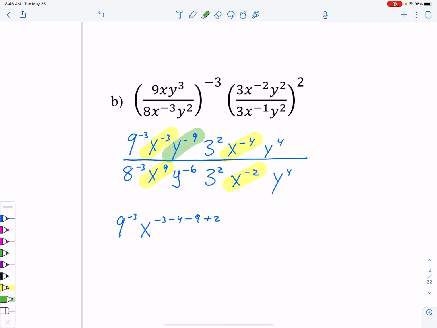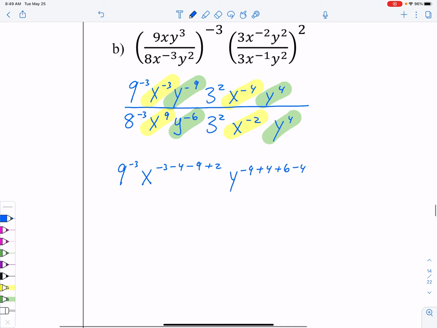Next we have y, so we're going to combine all the y's. So here we have y to the minus 9 plus 4 plus 6 minus 4. Okay, next we have this. Here we have a 3 to the 2. Here we have a 3 to the 2. One on top, one on the bottom. So these guys actually cancel out, so we can get rid of them. And then all that we have left on the bottom right now is an 8 to the negative 3. Right here.